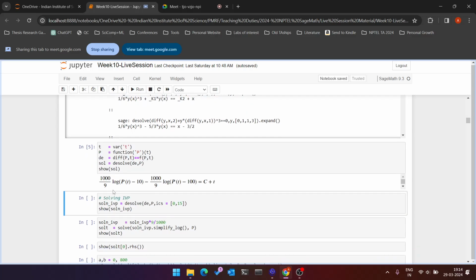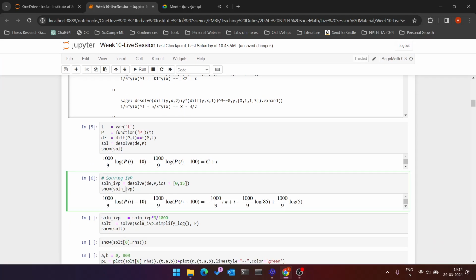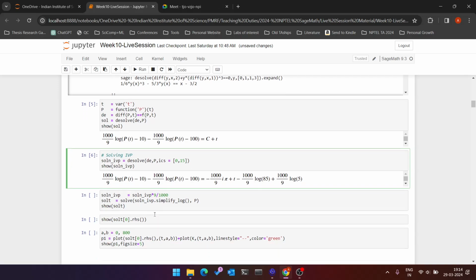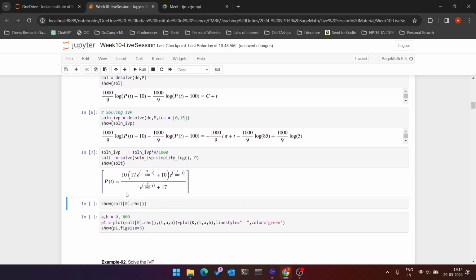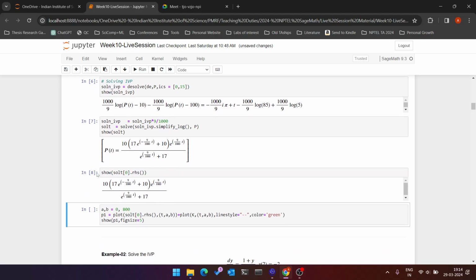Okay, so we see an equation which has log of p and a constant c coming up. To do away with the constant, we'll be providing the initial condition t equal to 0, p equals 15. This gives us the solution of the initial value problem, and then I'll be multiplying by a factor of 9 by 1000 across this entire expression and then simplifying it to obtain the value of p. So p of t ends up looking like this complicated equation, and if I obtain the right hand side of this equation, this is what it looks like.